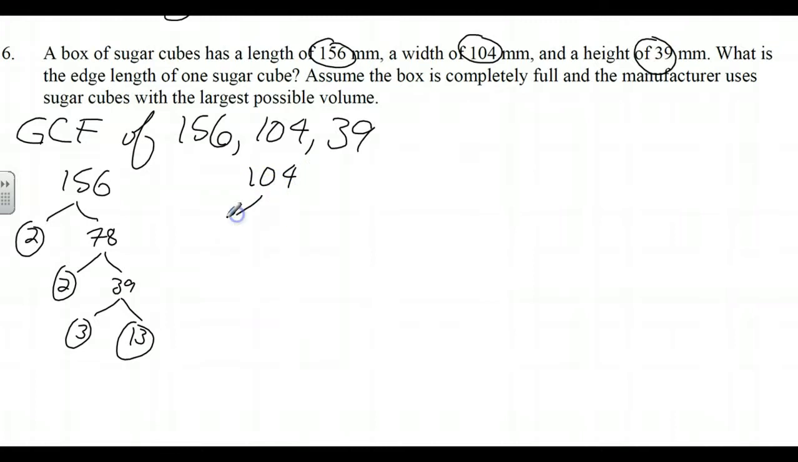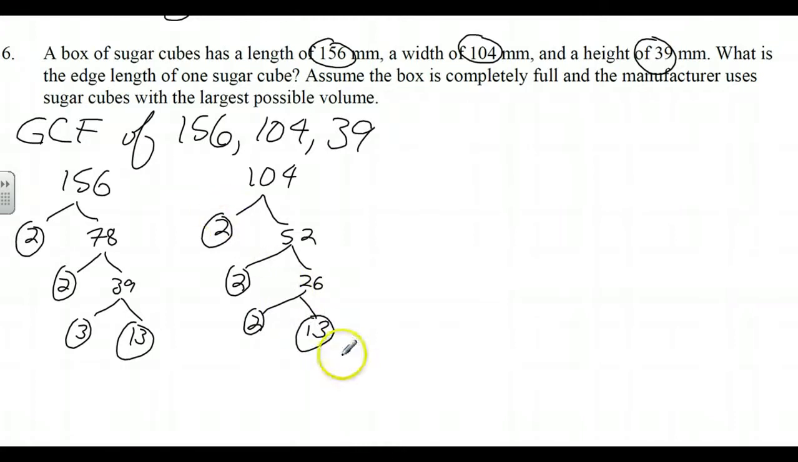104. Take a calculator, divide by 2, right? If it's even, it's going to divide by 2, and this is even, so it's going to divide by 2. And this is even, so it's going to divide by 2. And 13 is prime. 39 does not divide by 2, but it's 3, which is prime, times 13, which is prime.